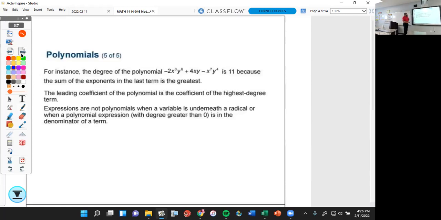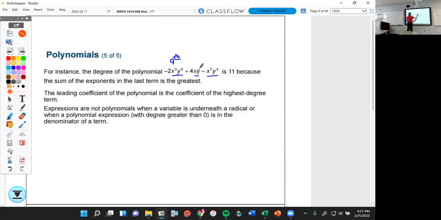For instance, the degree of the polynomial. Okay, so this is a real ugly polynomial. It's a polynomial in x and y. We have negative x cubed y to the 6th. So that's one term. We have 4xy, that's another term. And then we have x to the 7th, y to the 4th. Now, as you look at those, to determine the degree, you want to look at the highest sum. So in the first term, it has a 3 and a 6. So this right here is a 9th degree term because 3 plus 6 is 9.